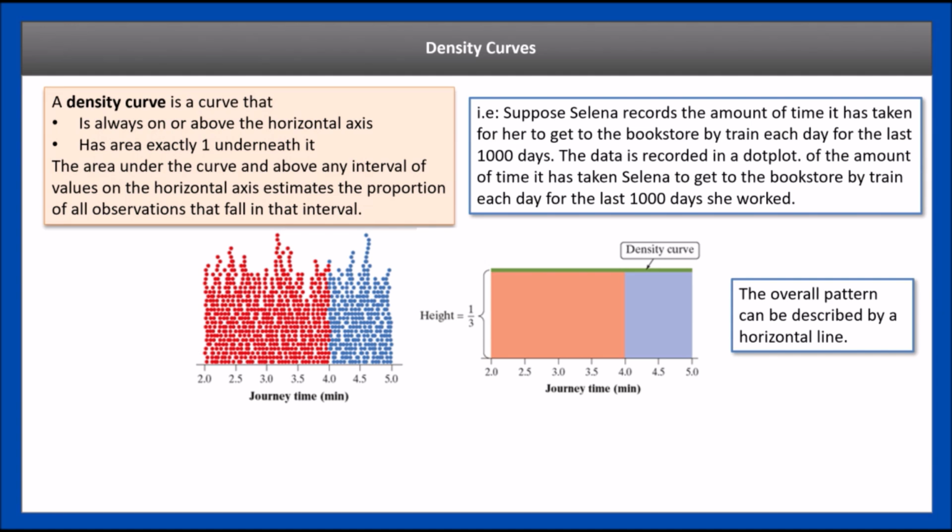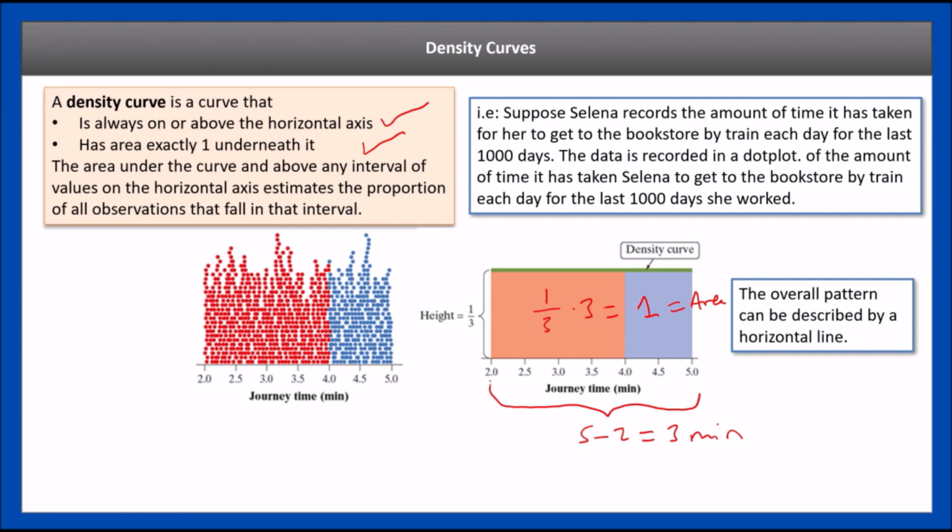In this case, the range of the data seems to be 3 minutes, because 5 minus 2 is 3 minutes. And so we need to multiply that by the height. Well, 1/3 times 3 is 1, and therefore the area is now equal to 1. That's exactly what we wanted. So this satisfies what we were saying for the density curve.